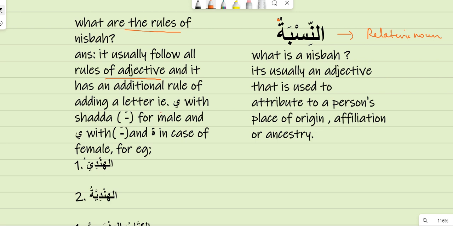And it has an additional rule of adding a letter. That's what I was talking about. That is the ya with shadda. You will see a ya with a shadda for male, and ya with a shadda and a ta marbuta added in case of female. For example, I've given some examples here.